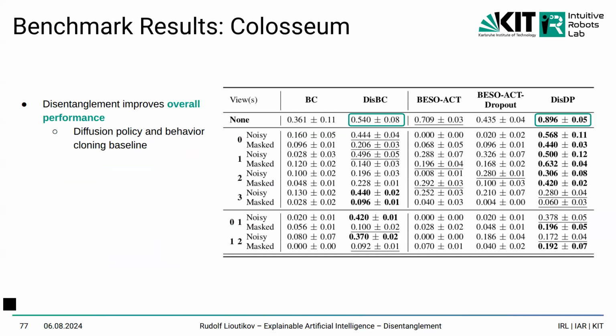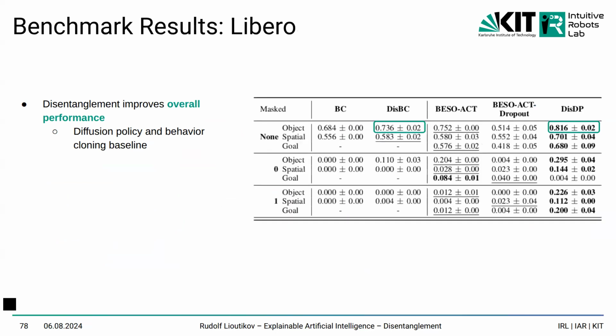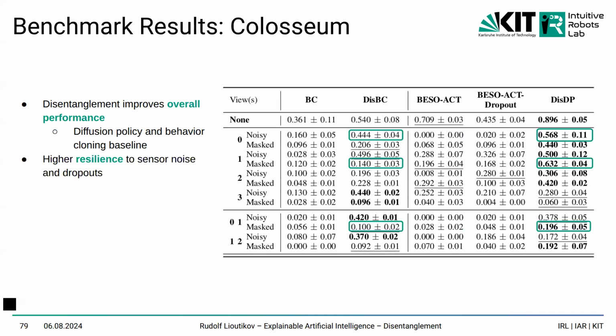On several benchmarks. In this case, I show the Colosseum benchmark, right? And the same happens, by the way, for the Libero data set. But the amazing part is that if we now start removing information, so we add significant noise on the cameras, or we drop out the camera altogether, so we mask the camera, we black it out, we see that we still maintain very strong performance compared to not doing it, right?